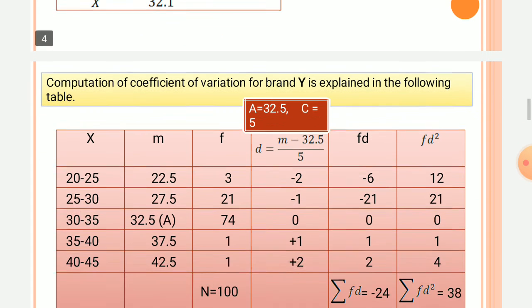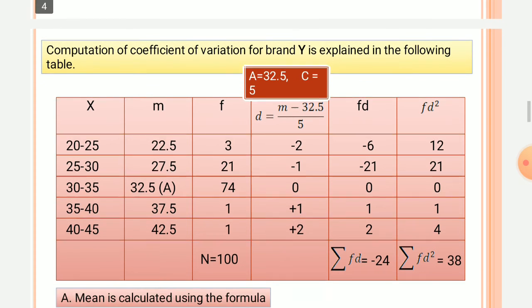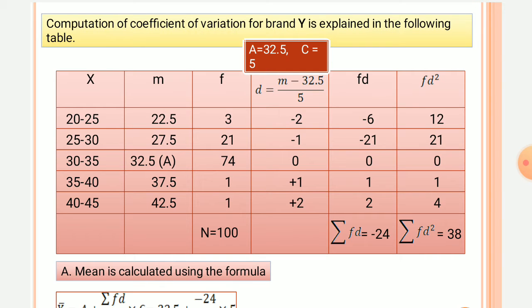Now computation of coefficient of variation for Brand Y, in the same way. Class interval is the same, taken in the first column, and mid value is the same. The frequency of Brand Y is to be taken, and then d is equal to m minus 32.5 by 5. 22.5 minus 32.5 by 5 is equal to minus 2, 27.5 minus 22.5 by 5 is minus 1.